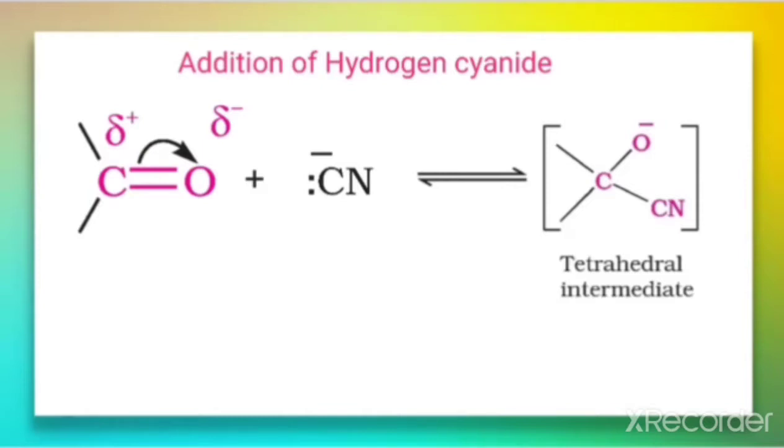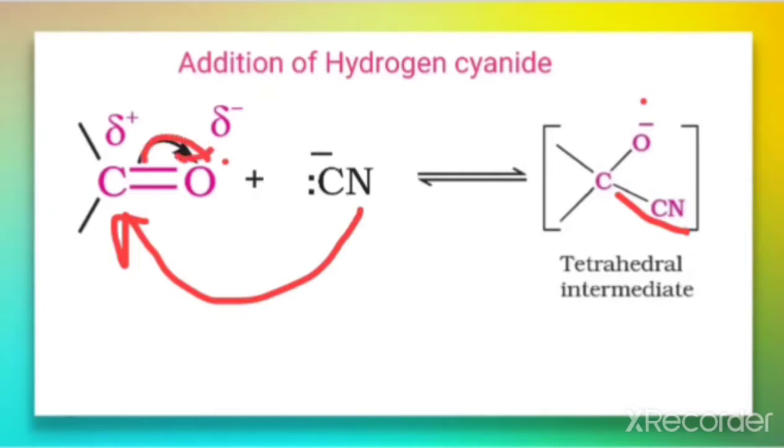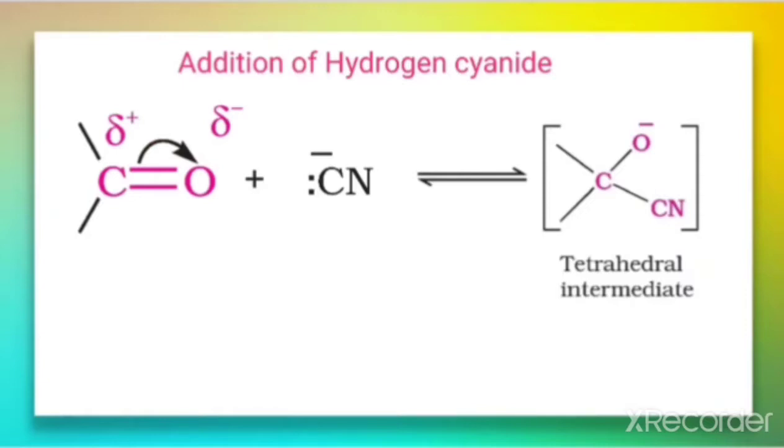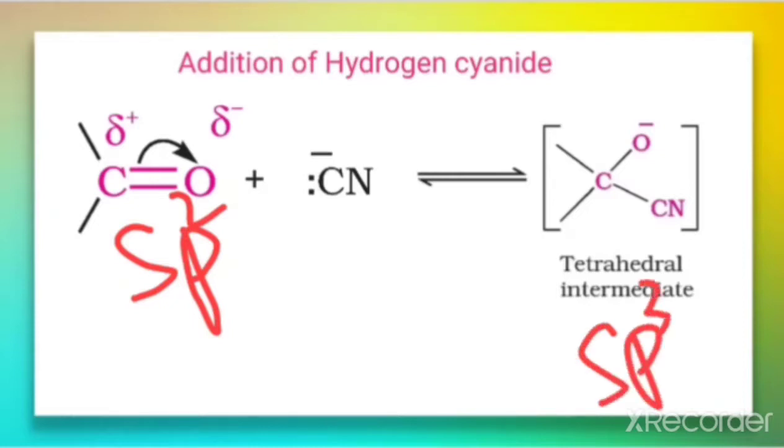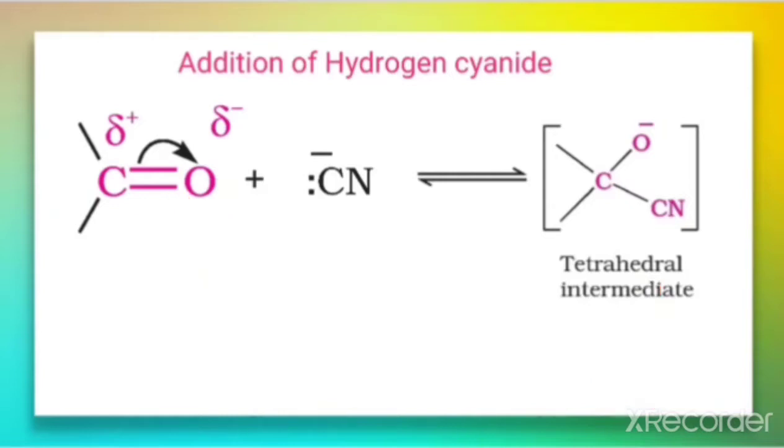Look at the reactant and product here. CN is attached on the carbon, and the oxygen now has a negative charge, because the electrons of the double bond are displaced to the oxygen. That's why the oxygen has a negative charge here. This carbon, which was sp2 hybridized, now turns into an sp3 hybridized carbon, so a tetrahedral intermediate is formed.